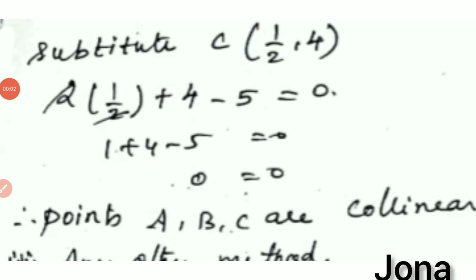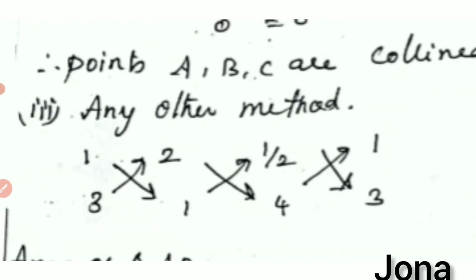In this equation, substitute the value of C, that is 1 by 2 comma 4. So instead of x, 2 into 1 by 2 plus 4 minus 5 equal to 0. We can cancel 2 and 2, that will be 1. 1 plus 4 minus 5 equal to 0. That is nothing but 0 equal to 0. So it implies the points A, B, C are collinear.